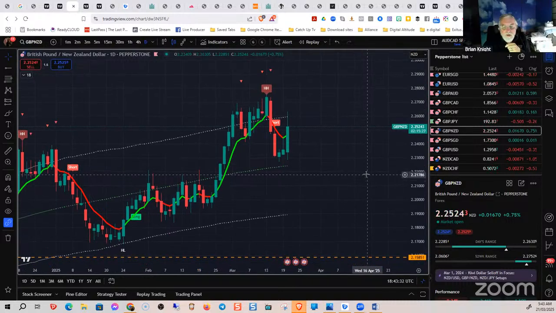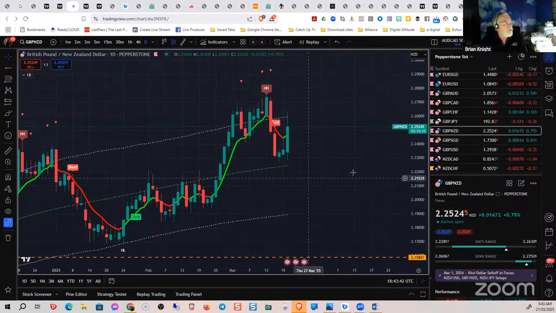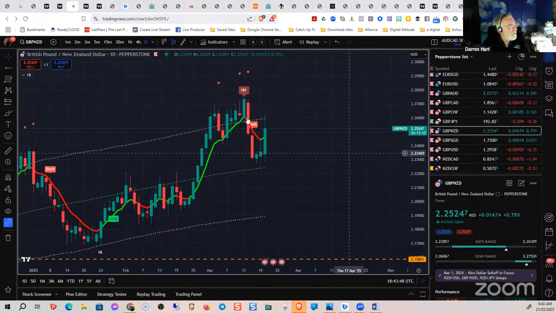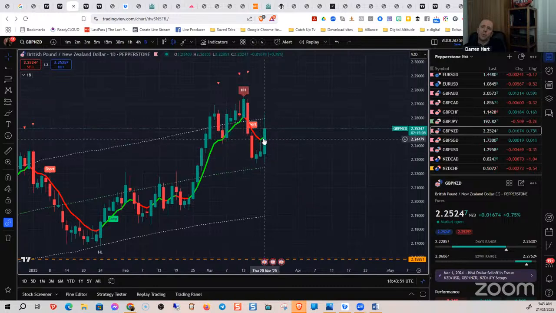Oh, entry would have been there. Where am I? Hang on, I can see. Okay, yeah, it's just about entry. Okay, that's good. GBP NZD. How's this? I didn't take this. You're probably in 2 trades on this, Darren. Yeah. And now it's turned green.